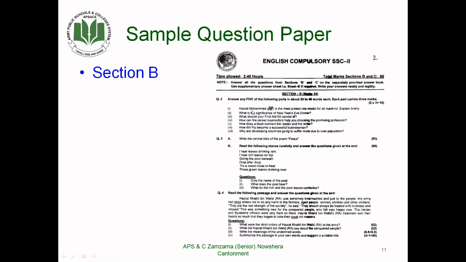Question number 2 is about the question answers that are from the units. Question number 3 is about the poem; any of the poems will be given to you. It has two parts. Part A is about the central idea, the theme or the symbolic meaning of any of the poems from the book. Part B: a stanza will be given to you and you have to answer the questions given at the end. Question number 4 is about reading comprehension. You have to give answers to the questions and summarize the passage.